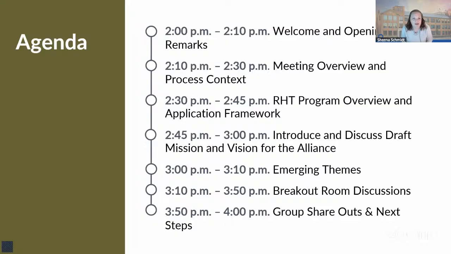I'll go over the agenda. We'll have welcome and opening remarks from KDHE and KDADS. Then we will transition to going over a meeting overview, objectives, and giving a little bit of context about the process. Then we'll hear about the Rural Health Transformation Program overview and the application framework. Following that, we will introduce and discuss together a draft mission and vision for the Alliance in order to inform the application process. We will then hear from Dr. Bob Mosier on emerging themes that have resulted from stakeholder meetings and engagement thus far, and that will inform our breakout room discussions, which will be an opportunity for participants to provide feedback on some key questions to help the application team develop the application. We will then close by sharing out what we heard today in the breakout discussions and going over next steps in the process.